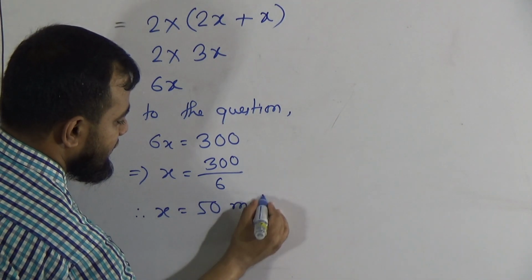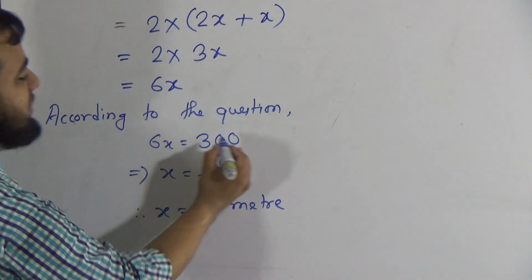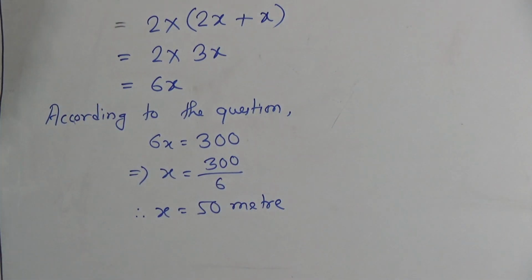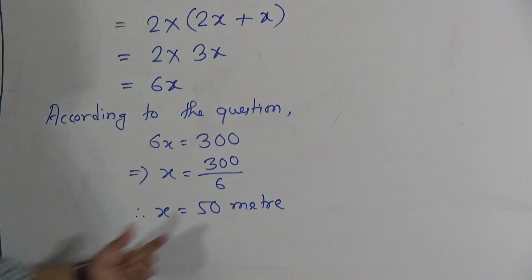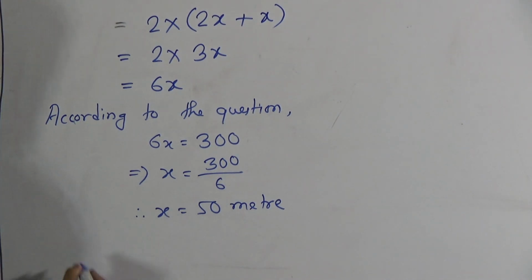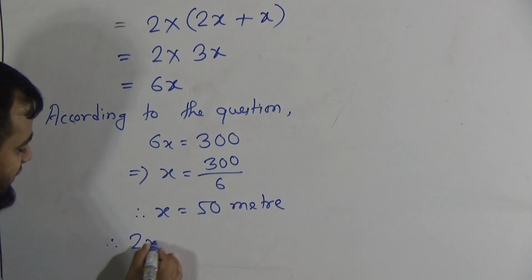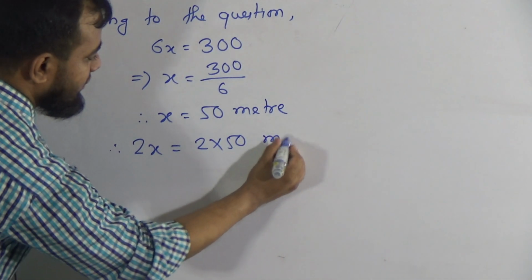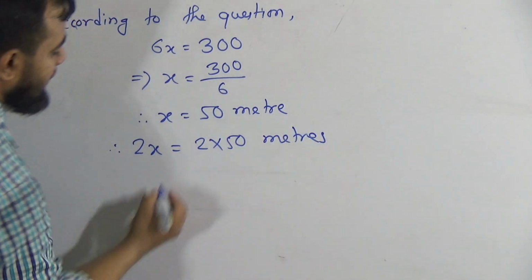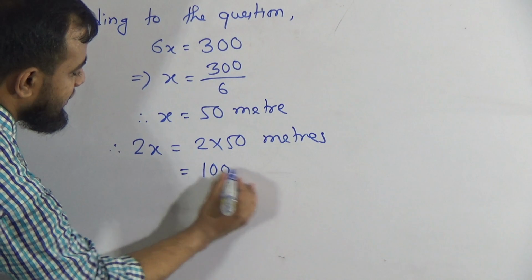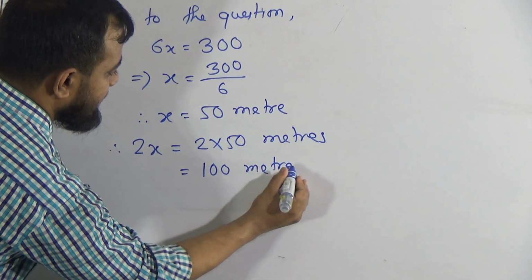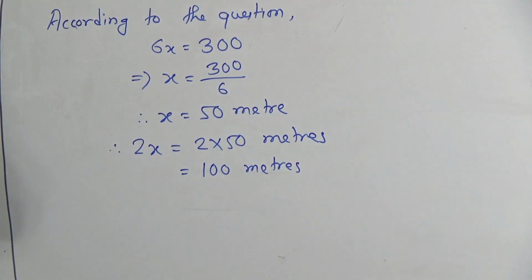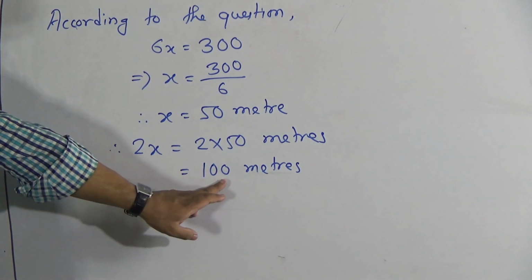Because this 300 was in meters, the value of x is 50 meters. My dear students, what is the value of twice x? Twice x is equal to 2 multiplied by 50 meters, which is equal to 100 meters. So the base of the parallelogram ABCD is 100 meters.